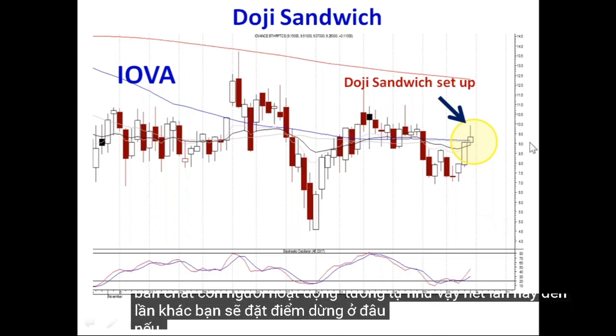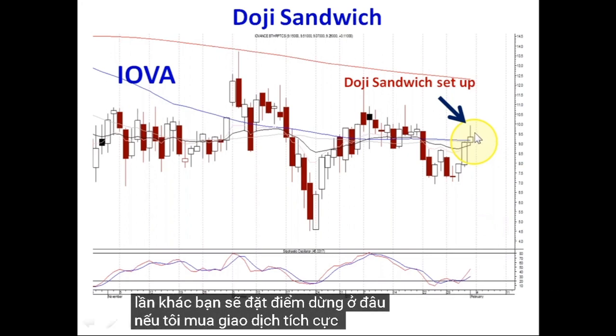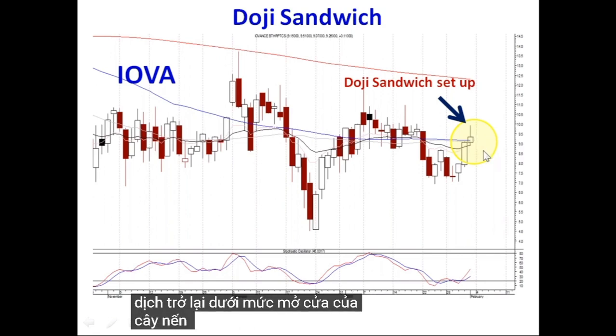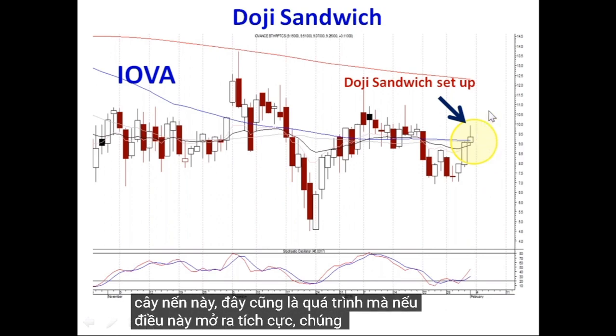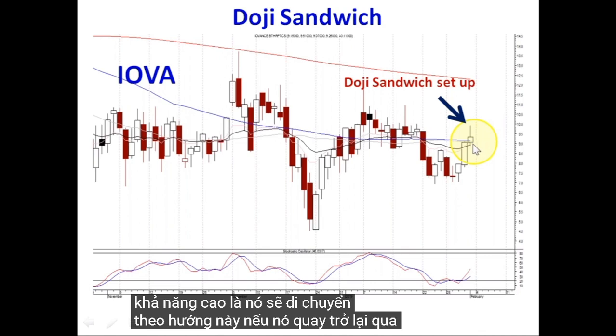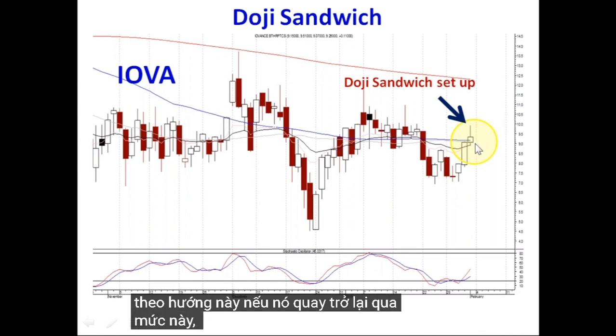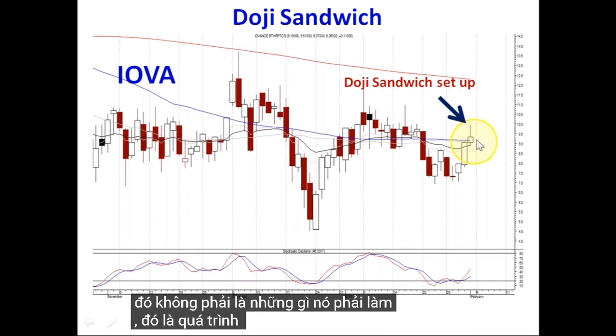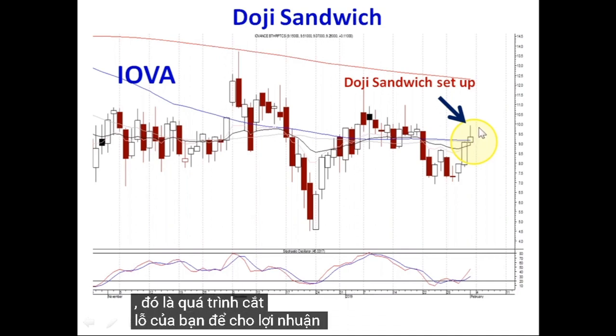Where would you put your stop? If I was buying positive trading on Monday, I wouldn't want to see it trade at all back below the open of this candle. This is also that process that if this opens positive, we expect a high probability of it moving in this direction. If it comes back down through this level, you close it out, because that's not what it's supposed to do. That's that process of cutting your losses short, letting your profits run.